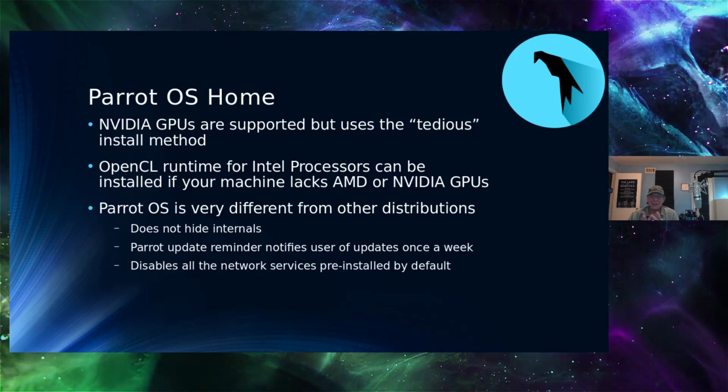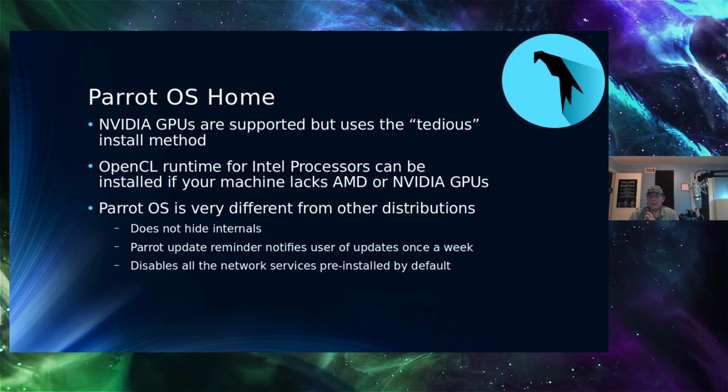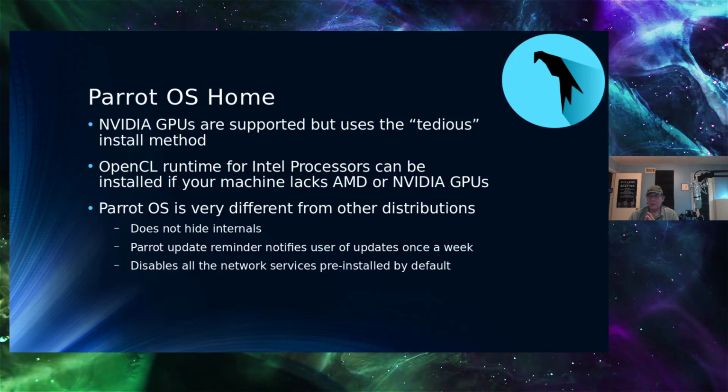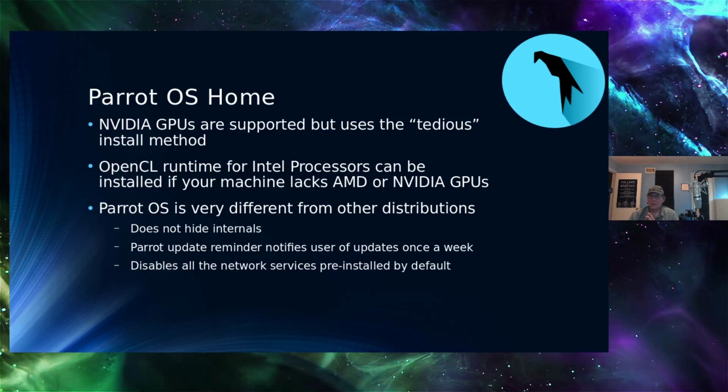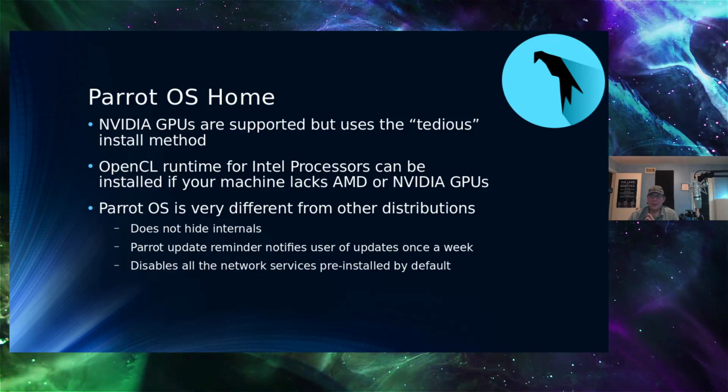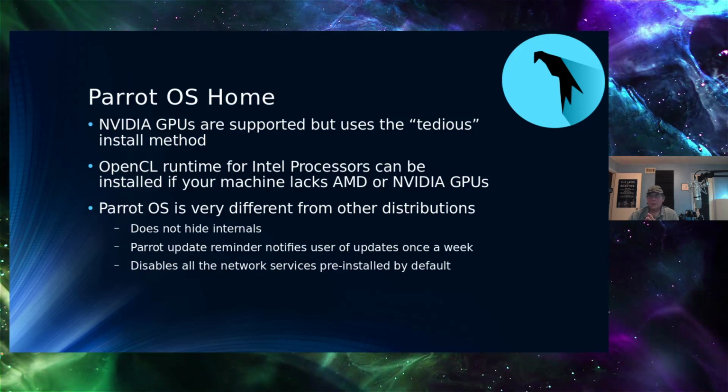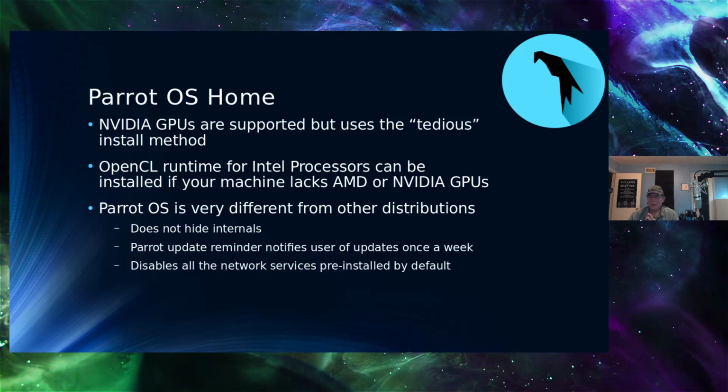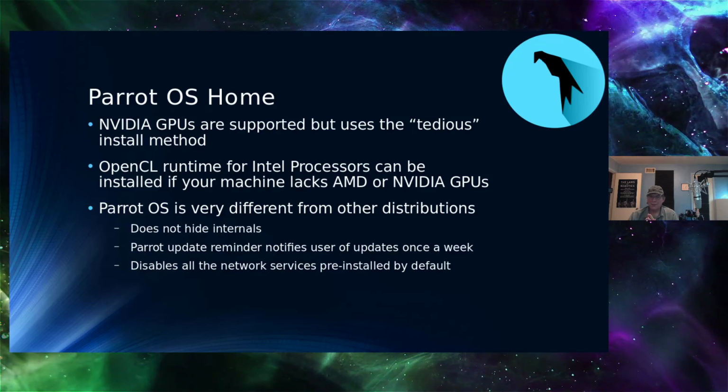But the other interesting thing is, remember I said a couple times, maybe you've heard in some previous videos, that we always default to closed. And Parrot OS defaults all of the network services to down. They're always down, always off.